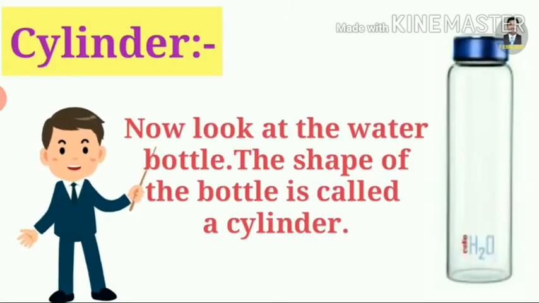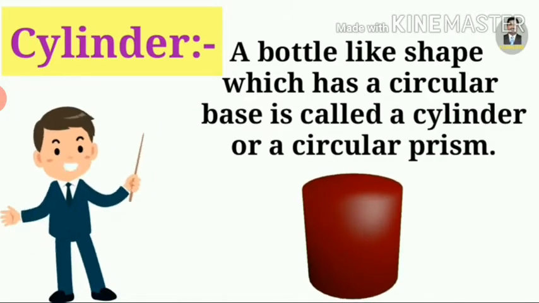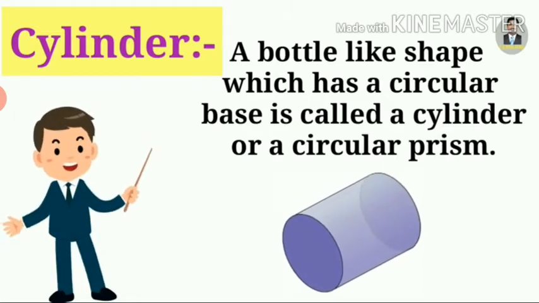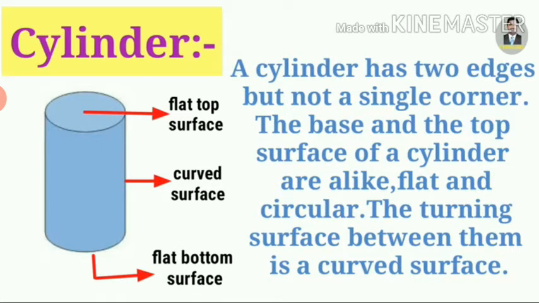Cylinder shape. Now look at the water bottle. The shape of the bottle is called a cylinder. A bottle-like shape which has a circular base is called a cylinder or a circular prism. Flat top surface, curved surface, flat bottom surface. A cylinder has two edges but not a single corner. The base and the top surface of a cylinder are alike, flat and circular. The turning surface between them is a curved surface.